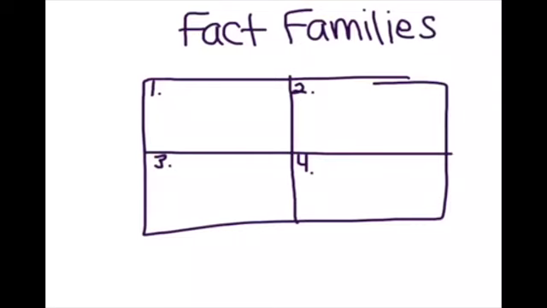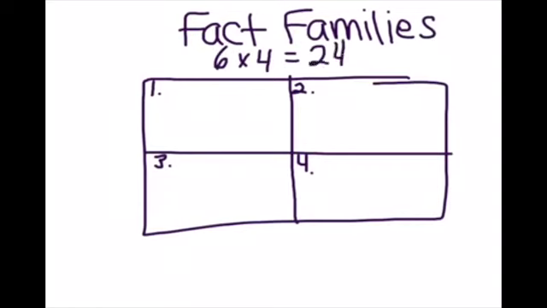Most of the time with a fact family, you'll have four different equations in your fact family. I will show you the reason why sometimes you would not have all four in the next example. But for this example, you'll have four in the fact family. In my example, I'm going to use 6 times 4 equals 24.